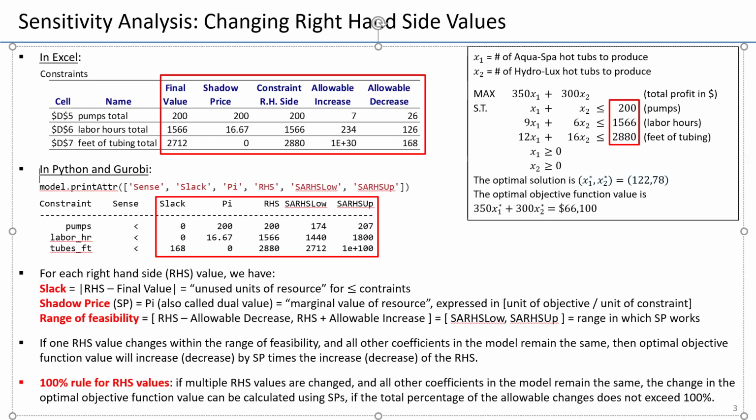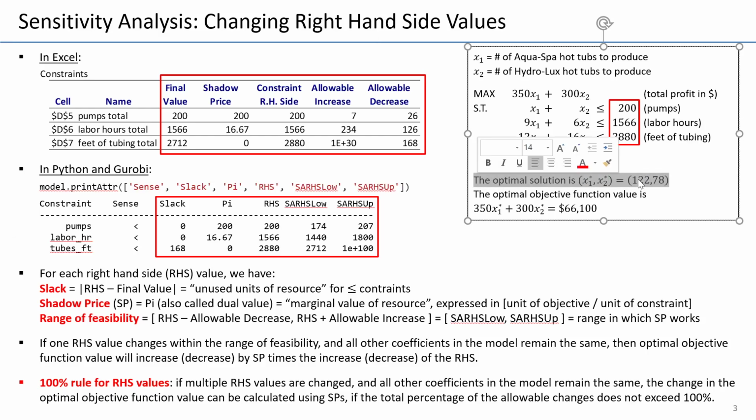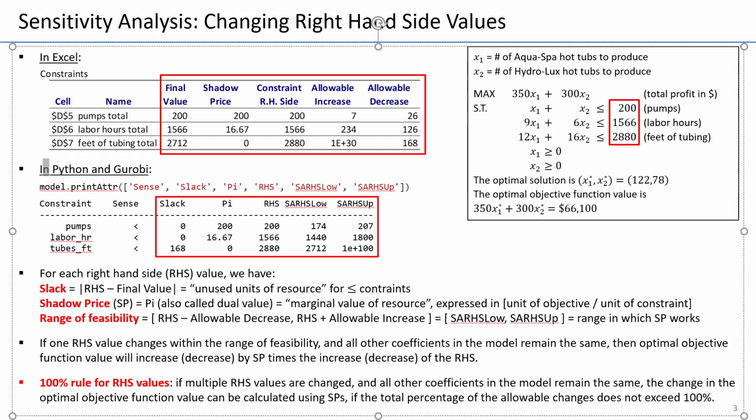The optimal solution of this problem is to produce 122 aquaspas and 78 hydroluxes, and the optimal profit achieved at this solution is $66,100. And here you see the parts of the sensitivity reports from Excel and from Python when we use the Gurobi solver, right? This is the line in Python that you can use to generate this, that deals with sensitivity to changes in the constraints, in particular in the right-hand side values.